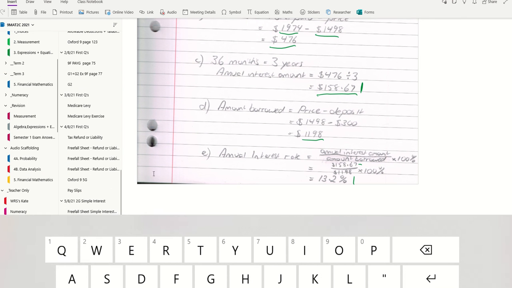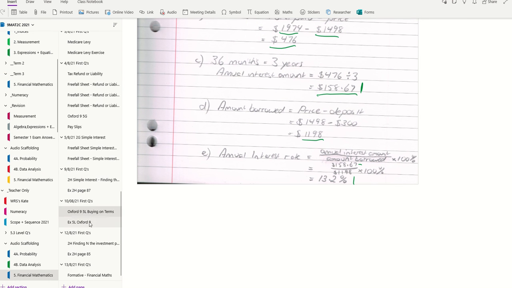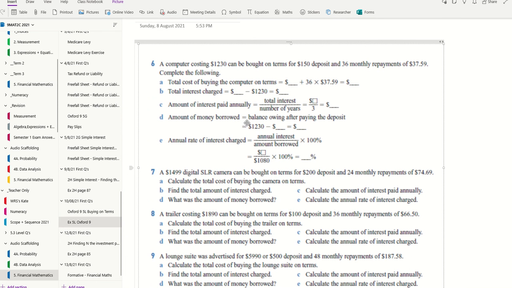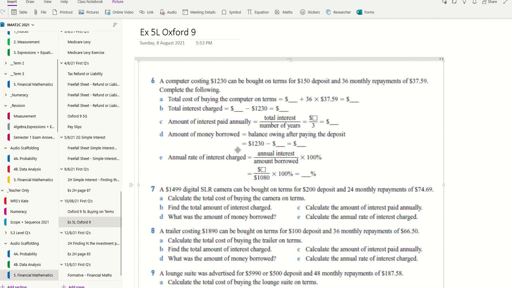So there are several examples here for you to have a look at. This first one, these come out of Oxford, they're scaffolded. So they're all in the same format of what you just did, these first ones. It's total cost of buying the computer on terms. You're putting your deposit in this first one. So this 150 deposit goes in here. And then it's plus 36 times the repayments. That is going to give you the total cost of buying the computer.